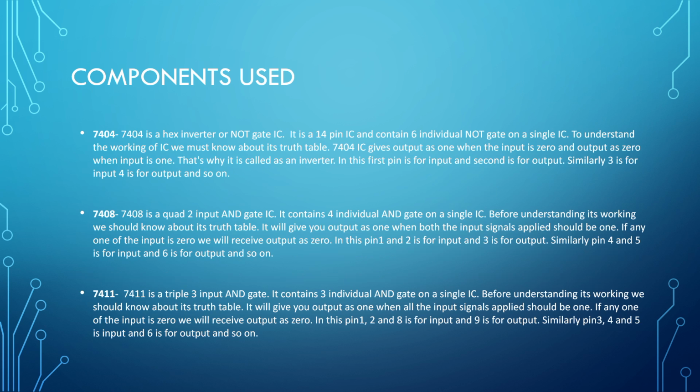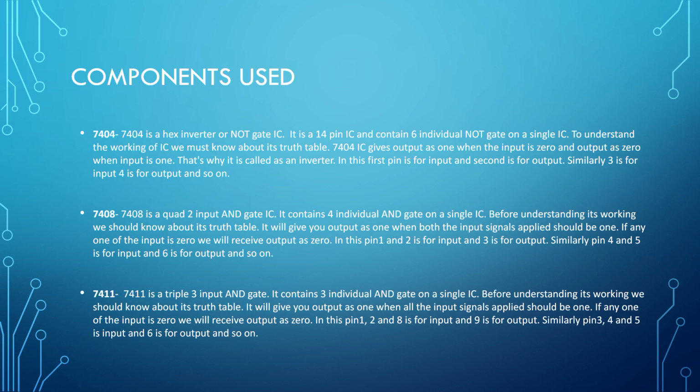So, before going for the logical circuit, let us make sure what we need to make it. Since it is a logical circuit, we need logical ICs. That is, one NOT gate. 7404 is a NOT gate. It contains 6 NOT gates, hence it is called a hex inverter. So a NOT gate is nothing but an inverter. That is, when we give 1, it gives output as 0. When we give 0, it gives output as 1. It gives the complement of the input as the output.